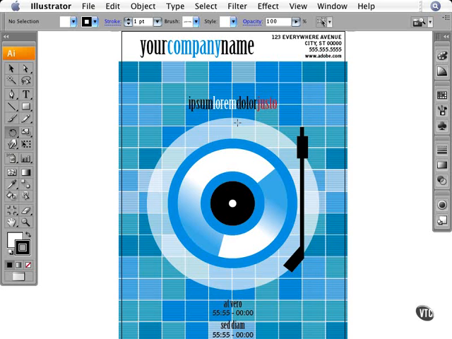Let's talk about the system requirements you'll need to use Adobe Illustrator CS3 on your platform of choice. Let's start off with the Macintosh, which is what I use.